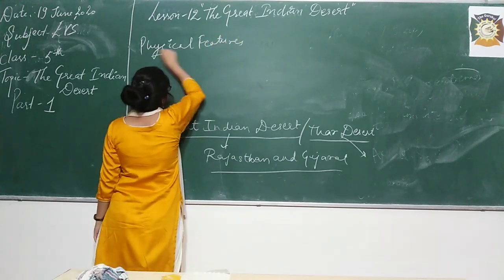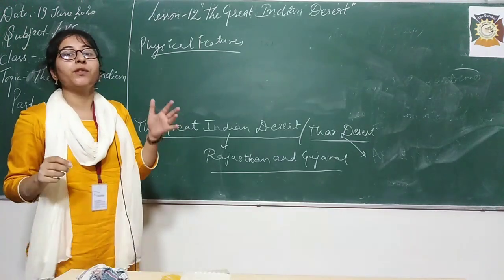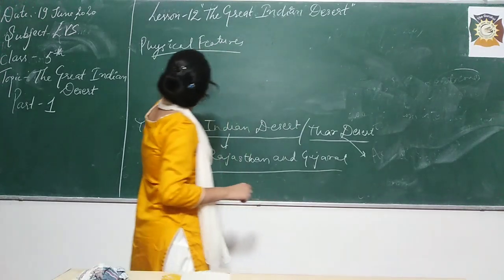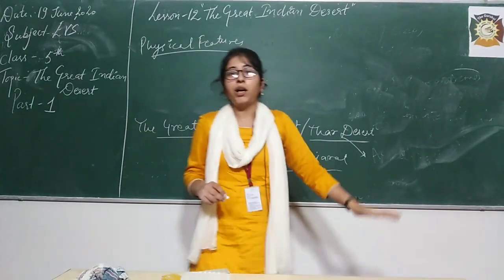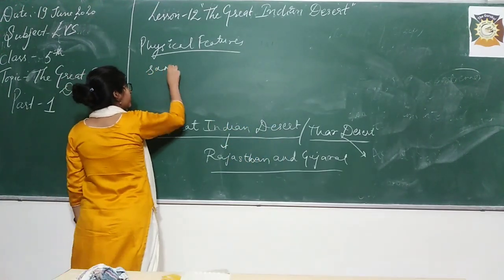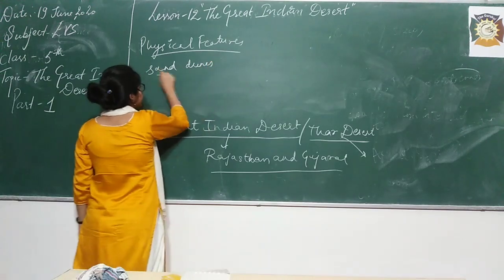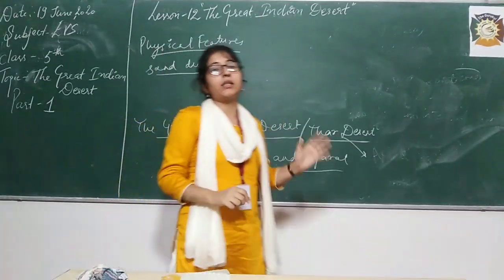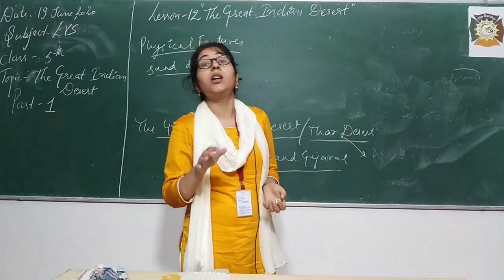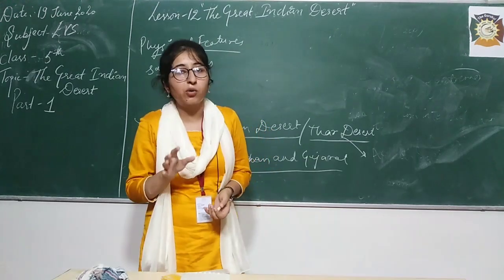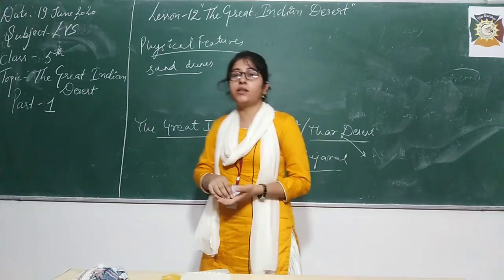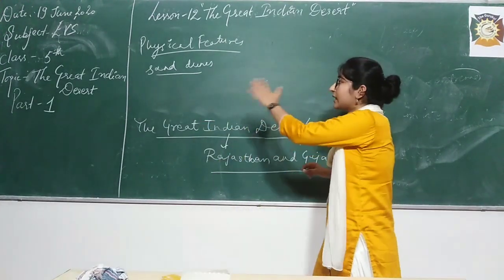Now tell me, physical features of what? Physical features of the Thar Desert or the Great Indian Desert, right? Students, in this we have studied about the location. Now there is a term known as sand dunes. This is an important term. See students, in these deserts there are small hills of sand, like we see mountains. We have seen mountains, but there are small hills of sand in this area. Those small hills are known as sand dunes.